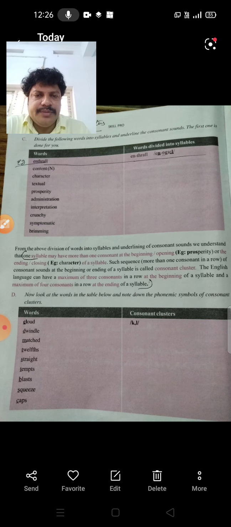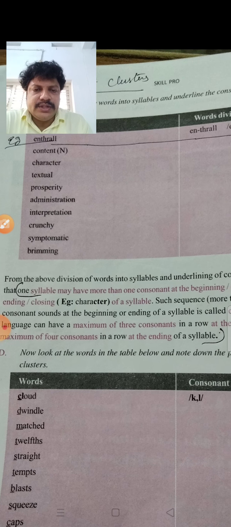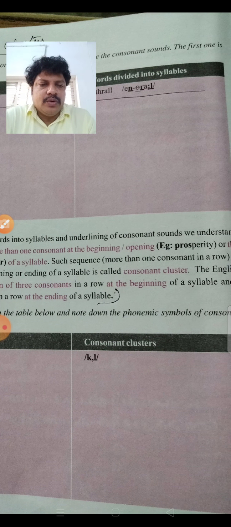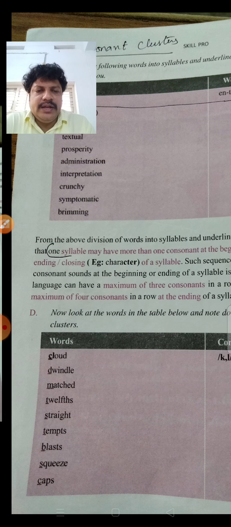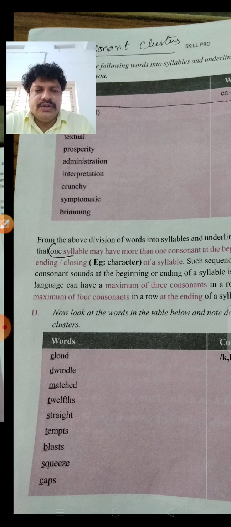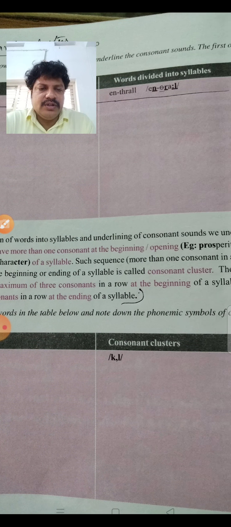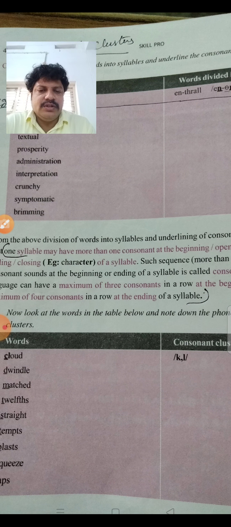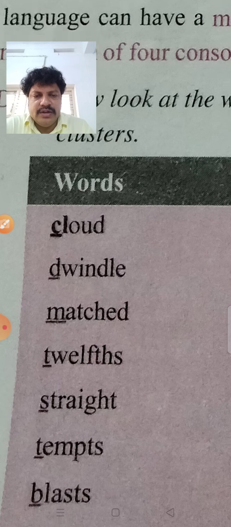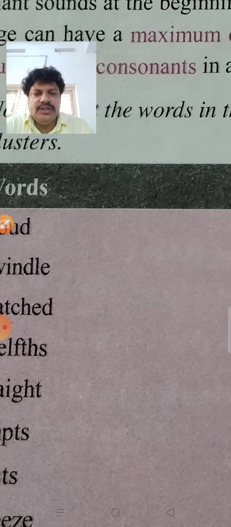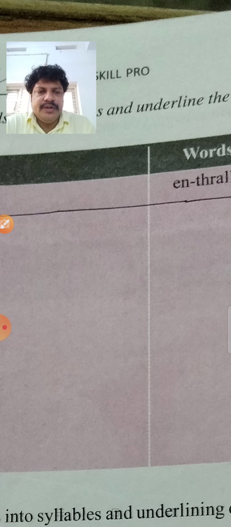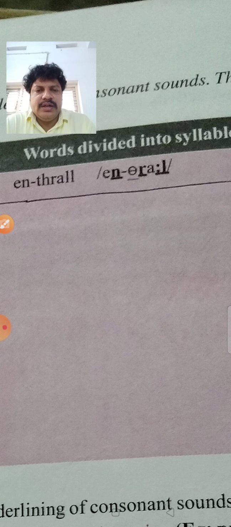In this there are many types of syllable boundaries. One syllable may have more than one consonant at the beginning, or opening, or at the ending, the closing, of the syllable. Such a sequence of more than one consonant, a row of consonant sounds at the beginning or ending of a syllable, is called a consonant cluster. Dwindle, cloud: these are called consonant clusters. To understand more, look at enthrall.